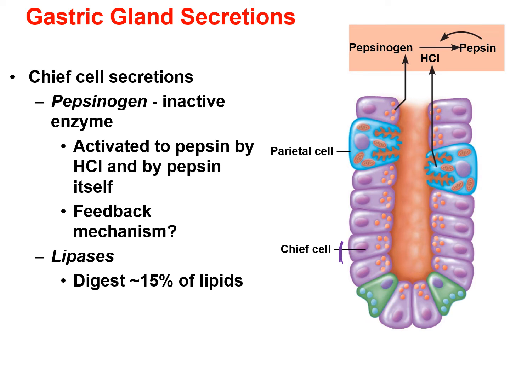Chief cells are also going to secrete another enzyme called lipase that is going to be responsible for digesting about 15% of the lipids that we ingest.